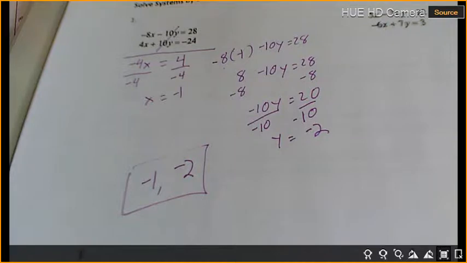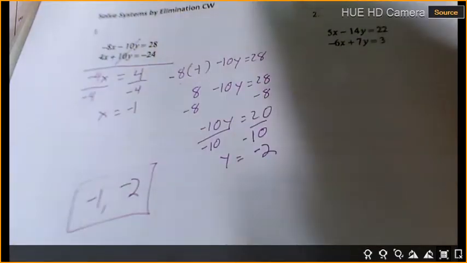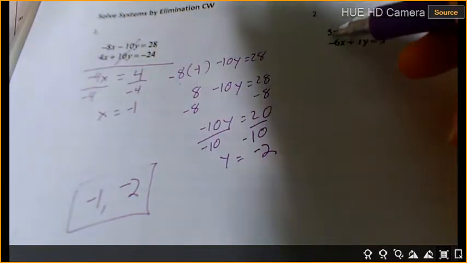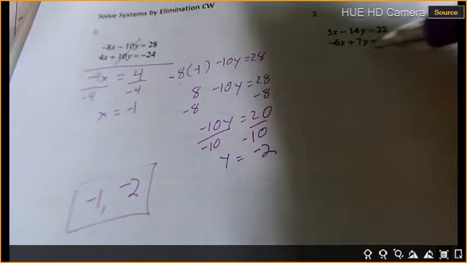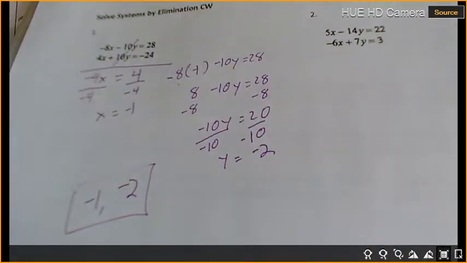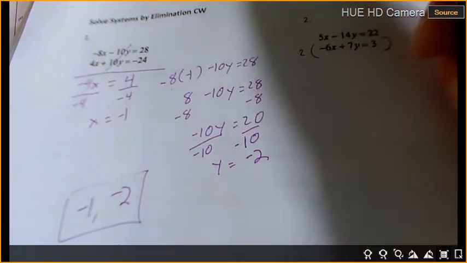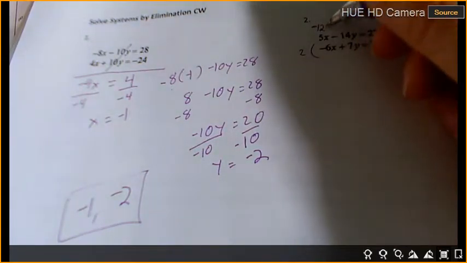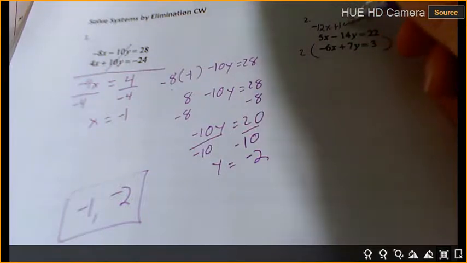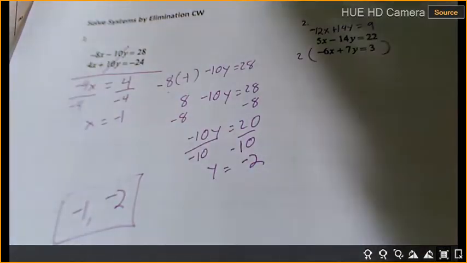Okay, I'm going to do number 2. I'm not going to move it much, Simon, so you can still see. Okay, so for this one, I can't just add straight down. I'm going to have to do something. What could I times one of them by to get eliminating something? So we've got times the second one by 2, and we get negative 12x plus 14y equals 9. Good? And then we just add straight down.